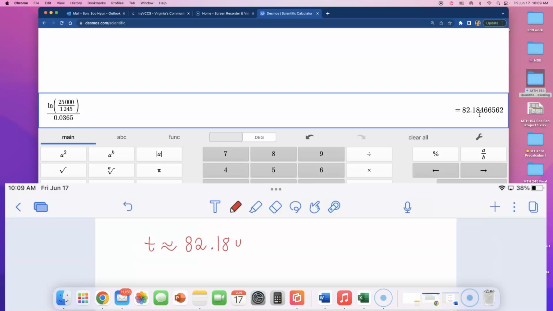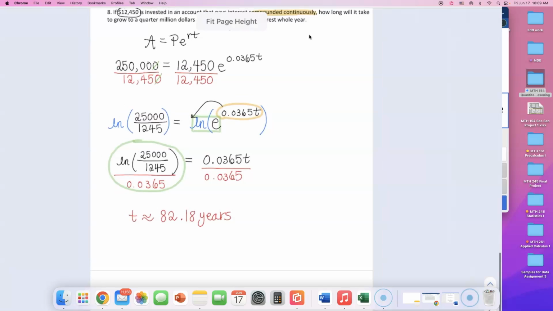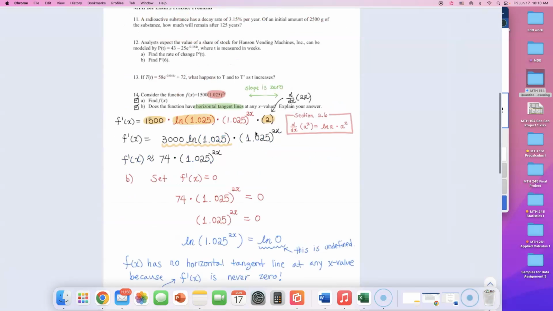82.18 years. So that is how you would solve question number 8. Just setting it up, first we have to recognize which formula we are using, plug in all the numbers that are given to us, and solve for t. So that's number 8. And now I think the next one was number 7. Let me go copy that.